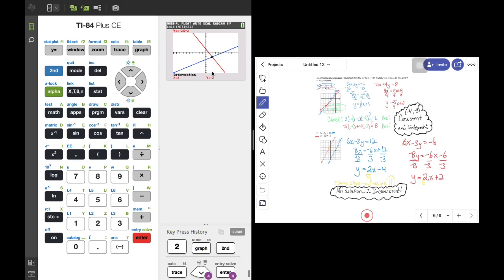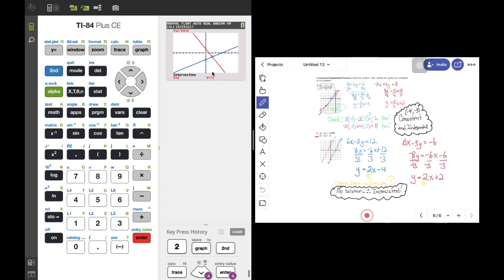All right, let's see how you did. You can go ahead and pause the video and check your work. Number 1, it was a consistent system and the solution was independent because there was just one of them. Your answer should be (-4, -3).